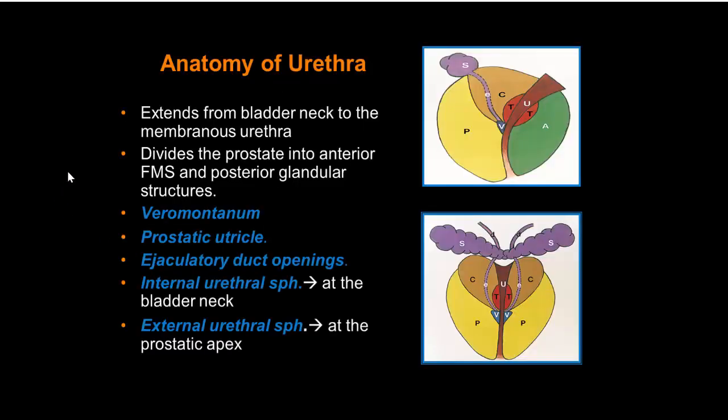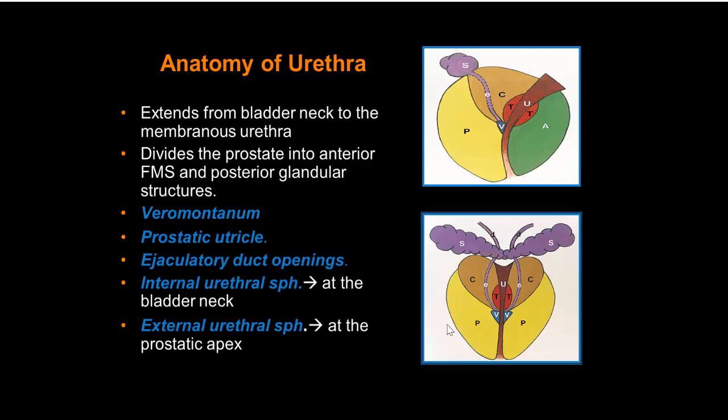Prostatitis imaging. Let's talk first about the anatomy of the prostate. The prostate extends from the bladder neck to the membranous urethra, and divides into anterior and posterior glandular structures. Verumontanum, prostatic utricle, ejaculatory duct opening, internal urethral sphincter at the bladder neck, external urethral sphincter at the prostatic apex.